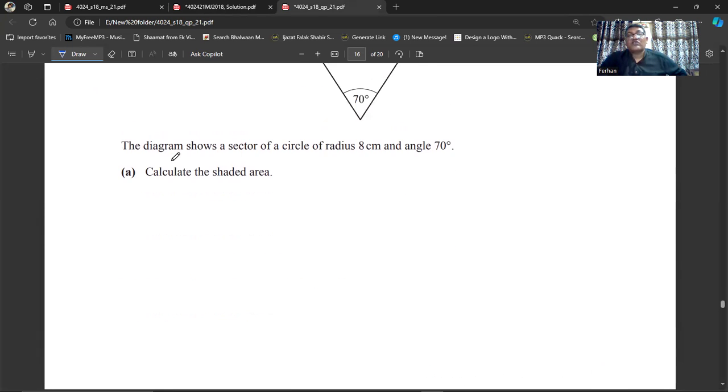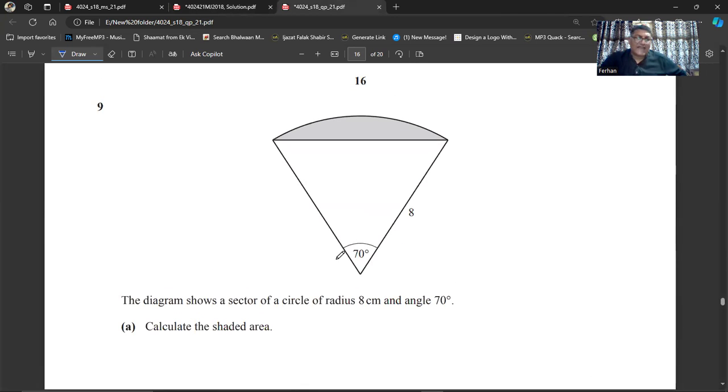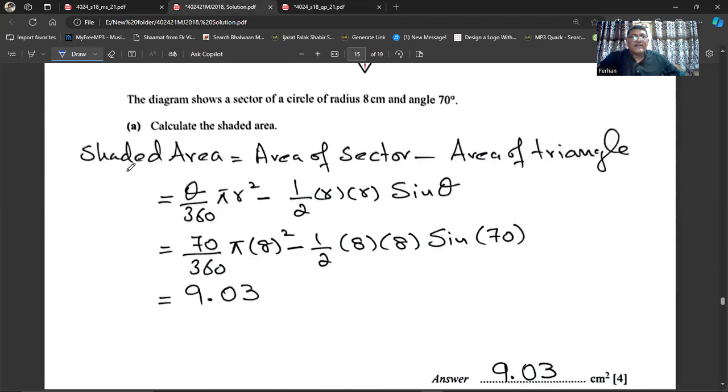So it's a 4 marks question, and you know this angle is given. The area of the sector is theta by 360 pi r squared. The radius here is 8. The theta is 70 degree. Then you will find the area of the triangle. The formula we use is 1 by 2 into a into b into sine theta. A and b both are 8. Okay, so then I will subtract them.